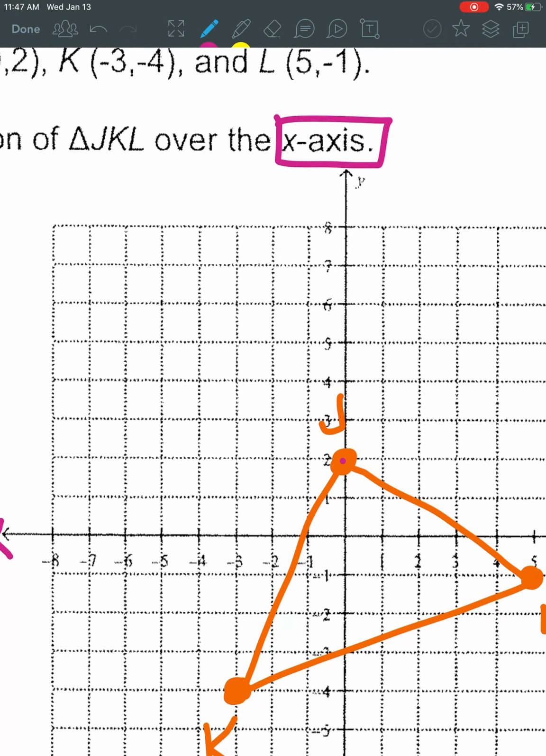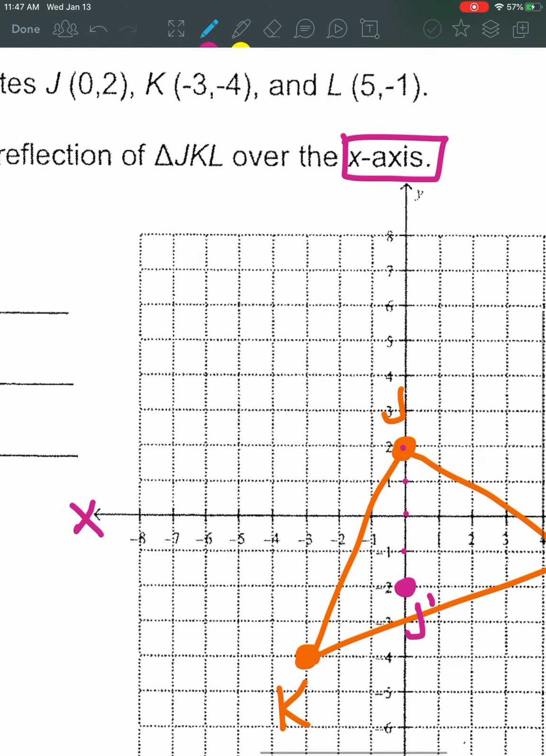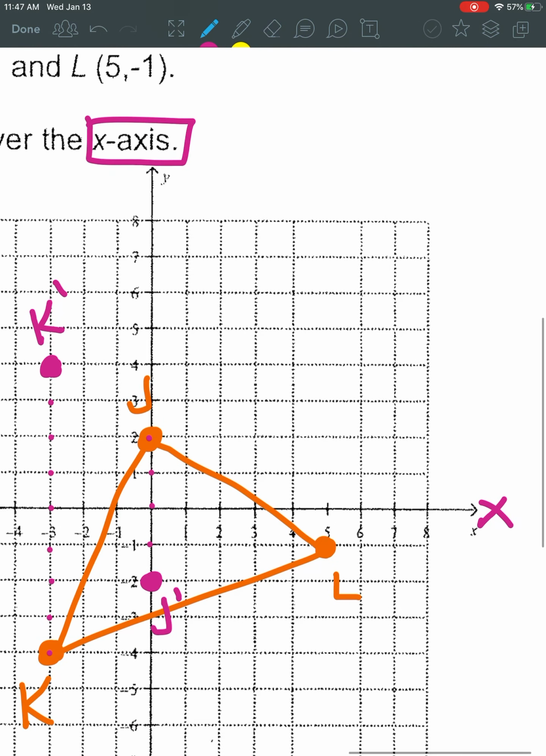Let's start with J, and you're going to just count how far away J is from the x-axis. It's 2 away. So we're going to go 2 in the other direction, and we're going to plot our new point right here, and we're going to label that J with an apostrophe. So we know that's the image of J. That's J prime. Do the same thing with K. K is 1, 2, 3, 4 away from the x-axis. So we're going to go 1, 2, 3, 4 in the opposite direction. And now that is K prime.